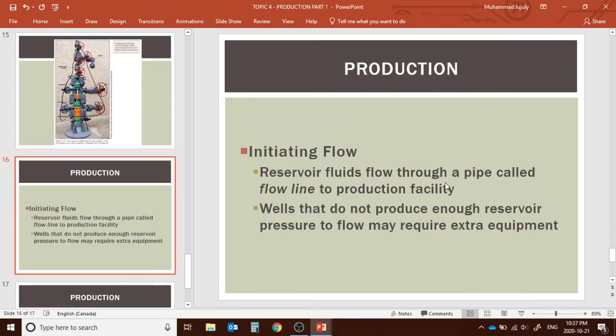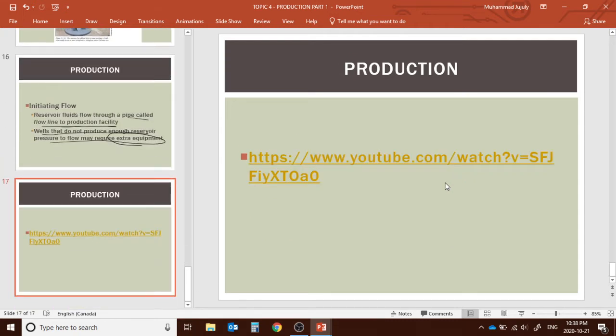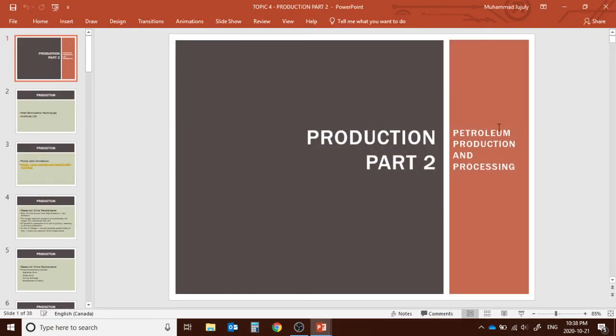All right, initiating flow. Now the reservoir fluids flow through the pipe called the flow line to the production facility. Wells that do not produce enough reservoir pressure flow may need extra equipment or extra methods. We'll go through that in the next slides. So this is a video you can watch if you want more information, and you can see the animation. Please watch this video. Okay, now we'll go to the next part, the second part of the production, the continuation of the lecture.